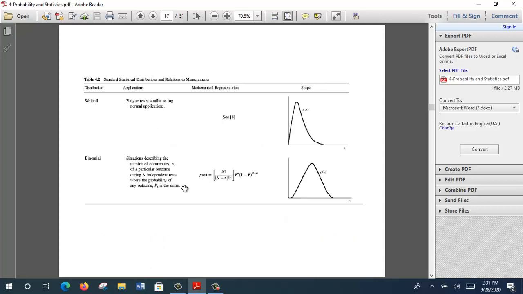Okay, now we continue from table 4.2. We also have the Weibull and the binomial. Mostly we use the Weibull distribution in order to determine the fatigue test. We want to know the cycles effect of the material, for example. And then we have the binomial, also describing the number of occurrences of a particular outcome during an independent test where the probability of any outcome is similar.